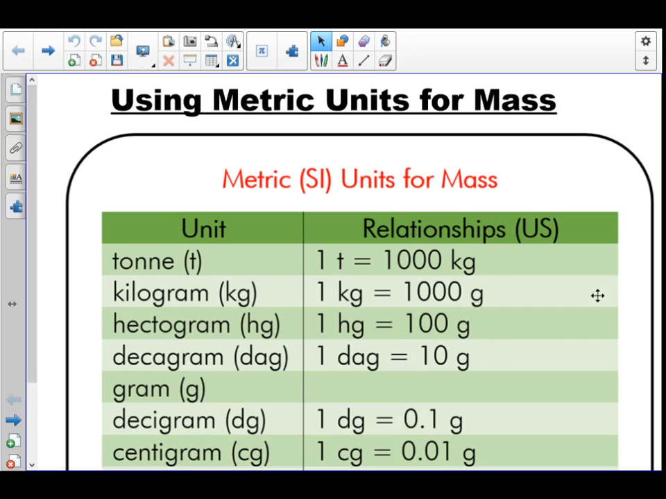Hi, grade 10s. Today we're going to be looking at using metric units for mass. So let's go ahead and start things off here.